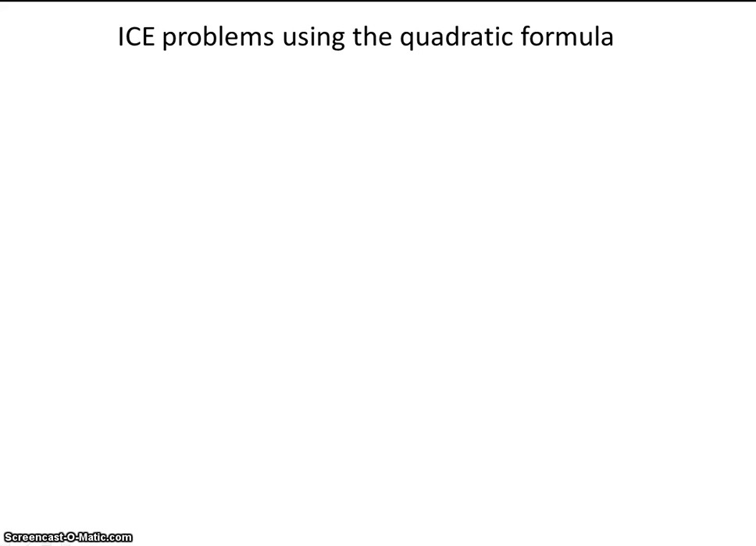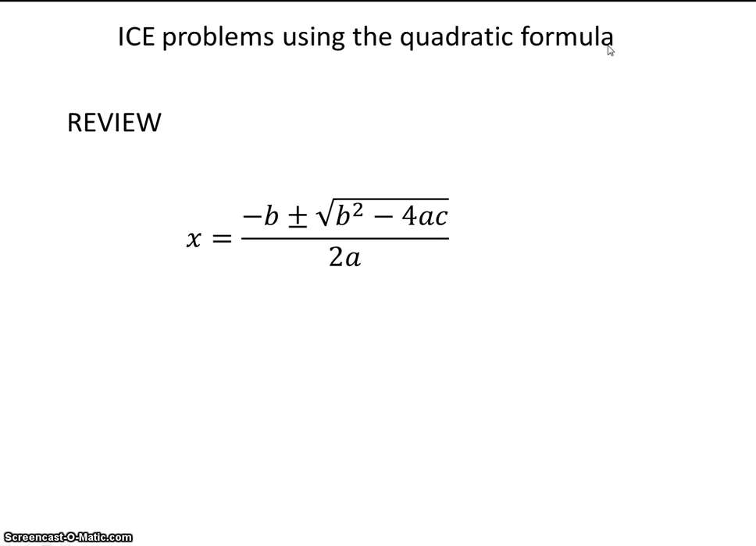In this problem, we'll be completing an ice table. We'll also be writing an equilibrium expression and then solving for the equilibrium concentration. To do that, we're going to have to use the quadratic formula. So as a review, the quadratic formula is x equals negative b plus or minus the square root of b squared minus 4ac all over 2a.